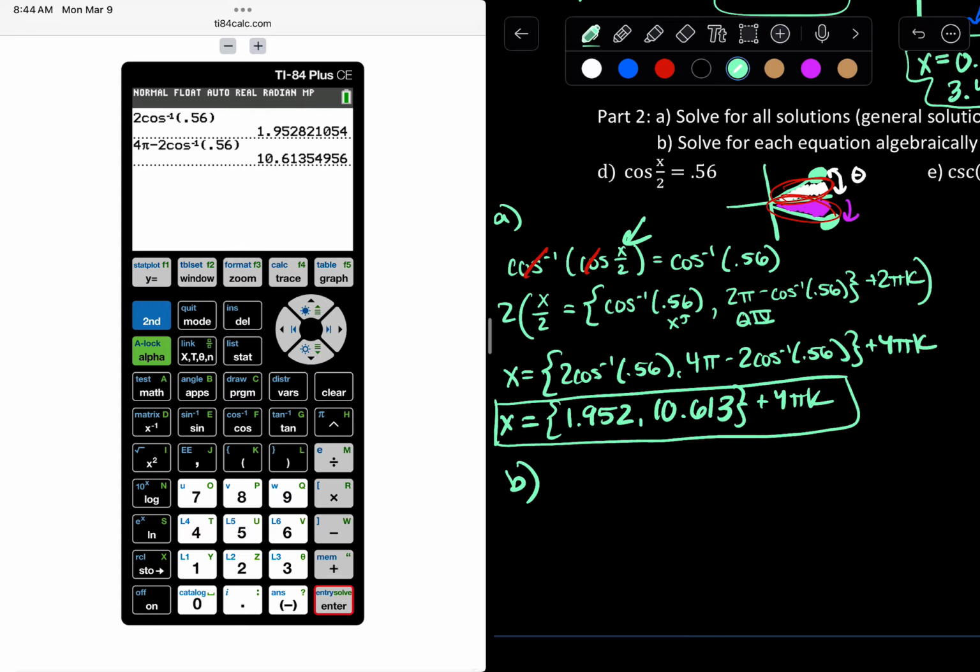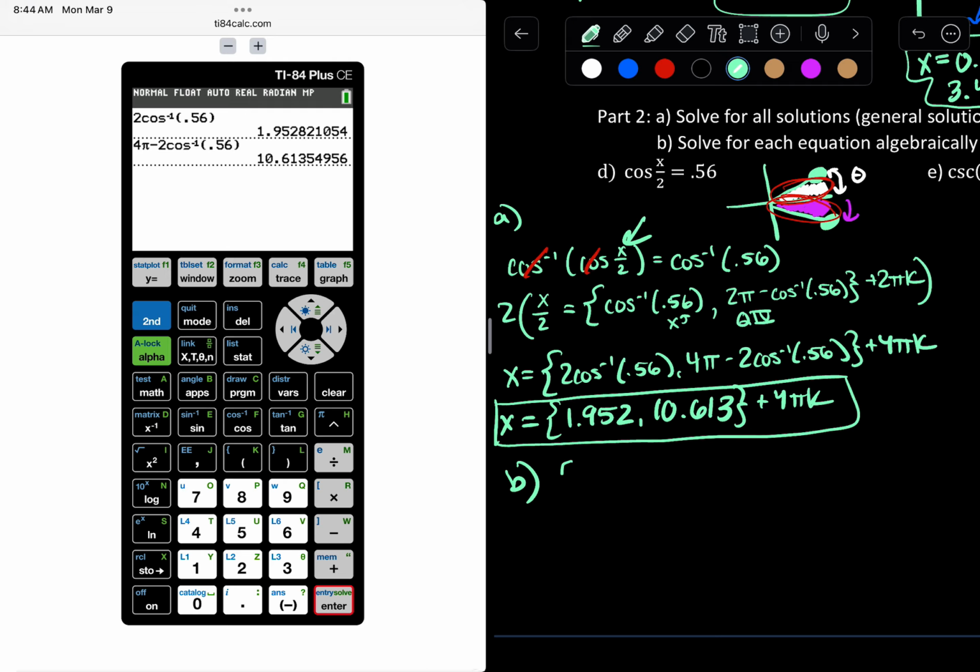Part B, the domain restriction is from 0 to 2 pi. Now we're working with decimals. These are still radians, all right? Radians can be in decimals, like pi is a radian, but it's 3.14. So we are still working within radians, but it's just that we are in decimal form.